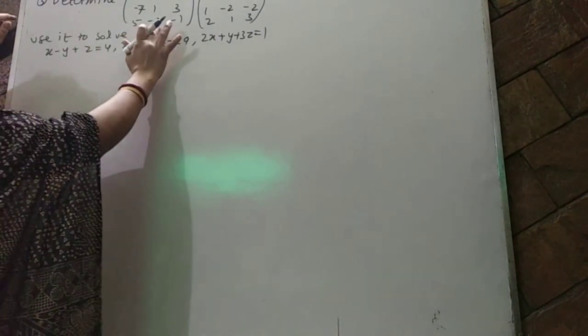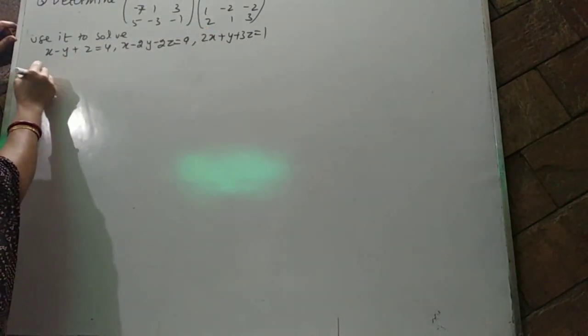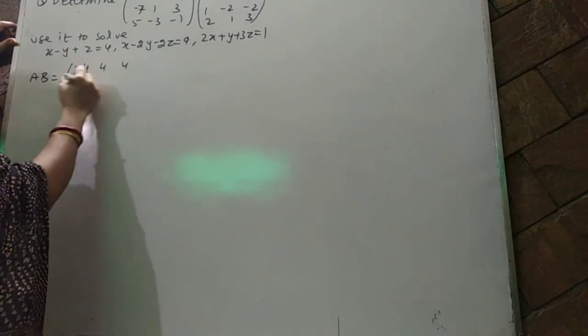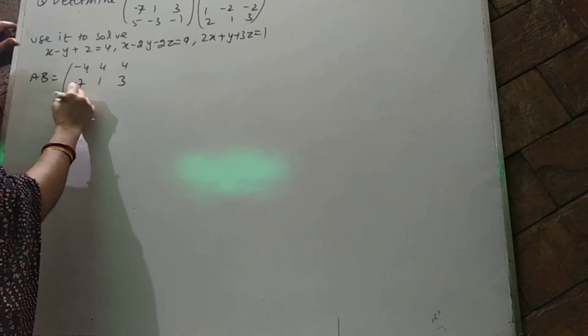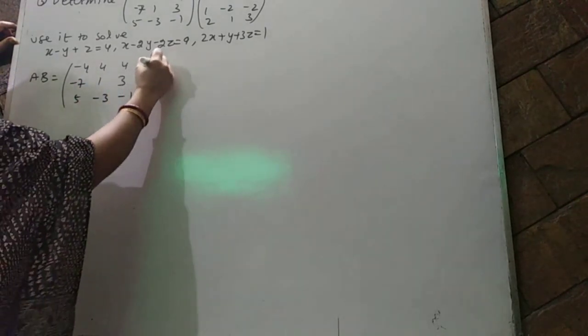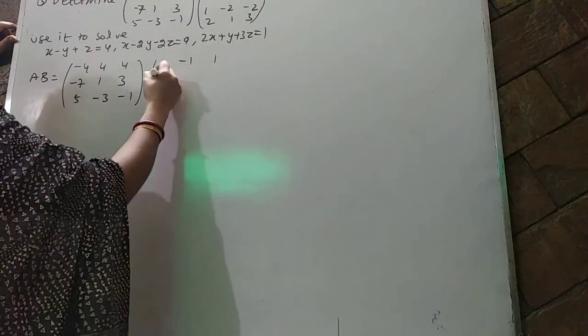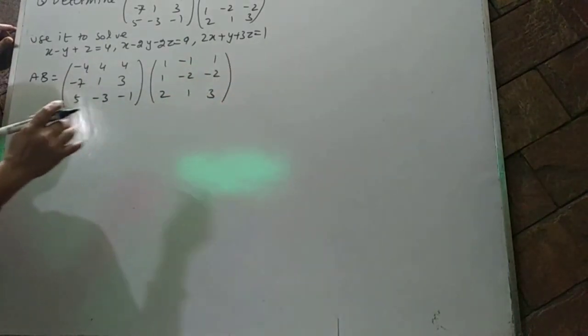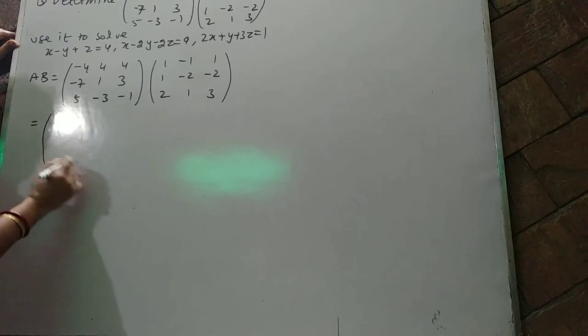Okay. Now first they are asking to find the product. I'm giving the name AB. So the A matrix is -4, 4, 4, -7, 1, 3, then 5 minus 3 minus 1, into the B matrix 1 minus 1, 1, 1 minus 2 minus 2, then 2, 1, 3. Beta, everybody find out the product fast, hurry up.